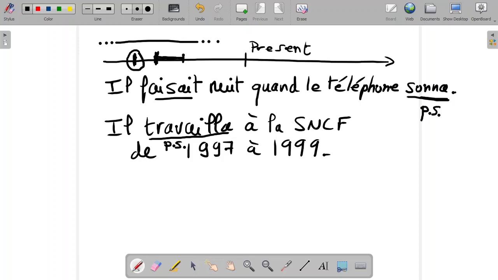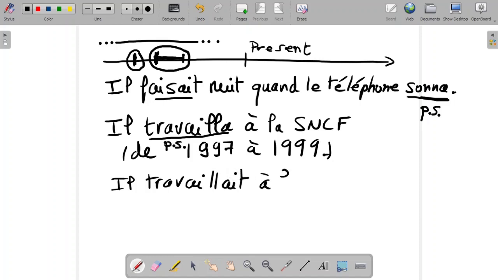SNCF is the French Amtrak, so that's the railroad company, from 1997 to 1999. Okay, so on the timeline, this corresponds to this action. Okay, and here you cannot say il travaillait à la SNCF de 97 à 99 because of this part. So you cannot use the imperfect here, l'imparfait. You can say il travaillait à la SNCF. Which you would translate by he was working at the SNCF, or he used to work at the SNCF.